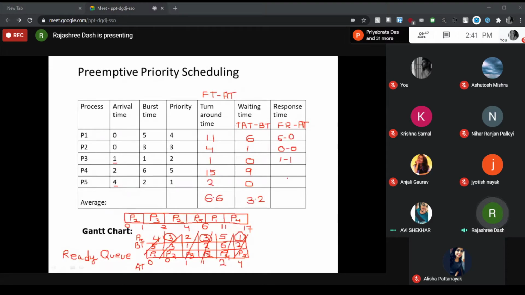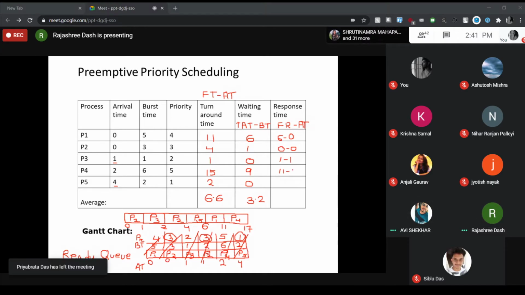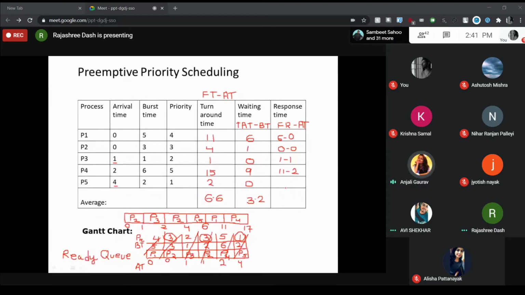For P4, 11 minus 2, that is 9. For P5, 4 minus 4, that is 0.